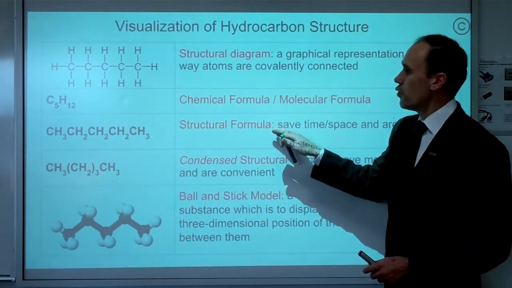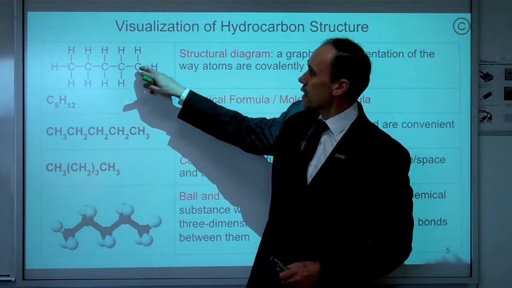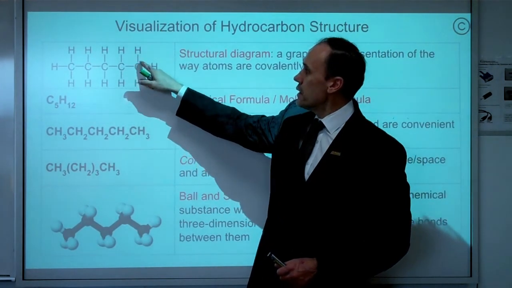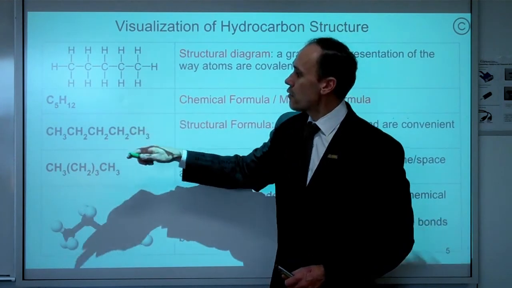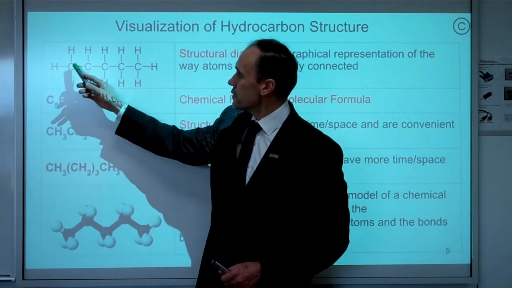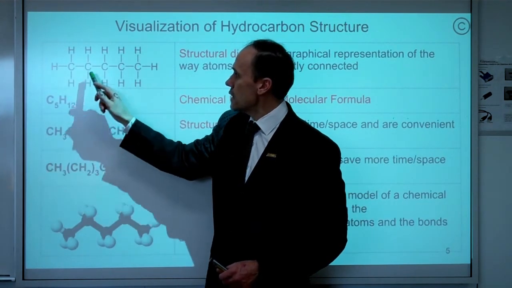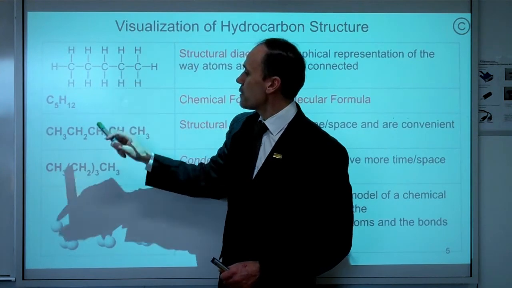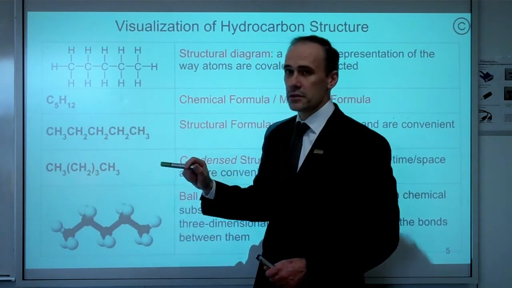Your structural formula reflects the structural diagram. Effectively, it can be thought of as just removing the lines that show the bonds, and you're writing it in a text form. So you've got that C at the front. The first carbon has 3 hydrogens attached. The second, third, fourth carbons have 2 hydrogens attached, and the 5th carbon has 3 hydrogens attached.